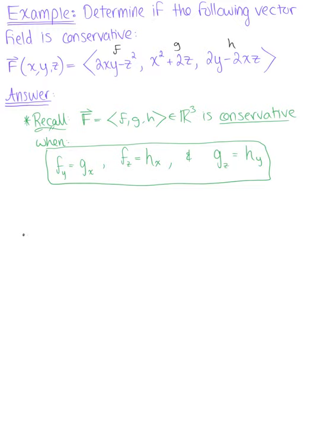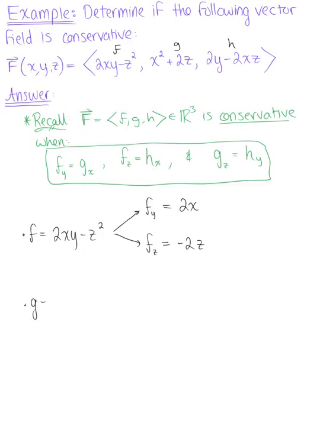So starting with component f, we have 2xy minus z squared, and we need to find the partial derivative of f with respect to y, as well as the partial derivative of f with respect to z. So the partial derivative of f with respect to y simply leaves us with 2x. The partial derivative of f with respect to z is minus 2z.